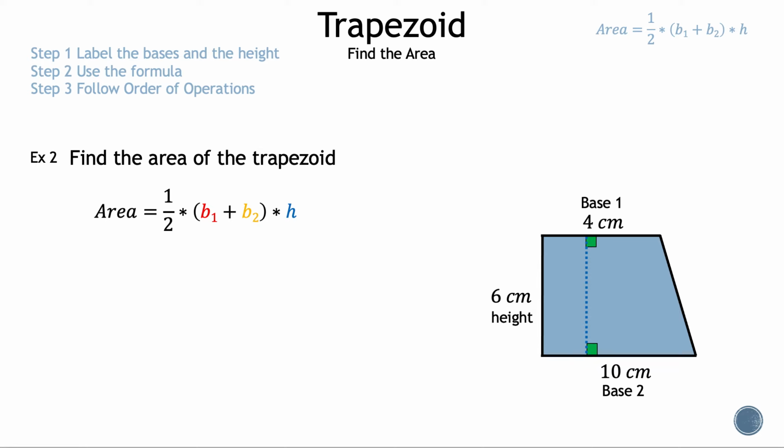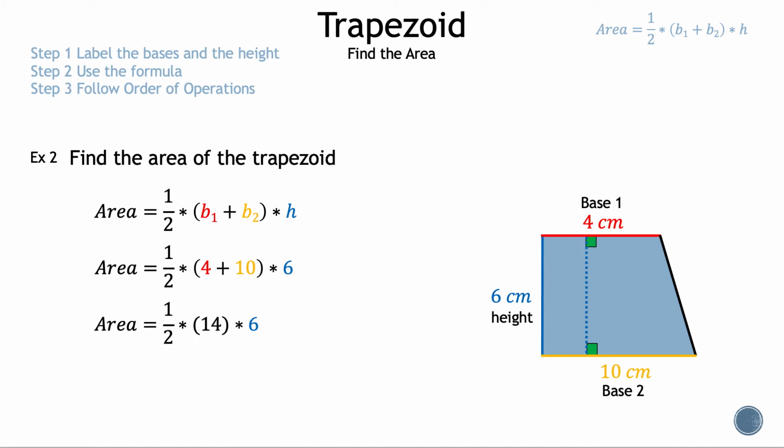Now let's color the bases and the height to help us visually. And now let's substitute the bases and the height into the formula. And now we have area is equal to 1/2 times (4 plus 10) times 6. Let's continue with the order of operations and add the two numbers. And 4 plus 10 is 14. So now we have area is equal to 1/2 times 14 times 6.